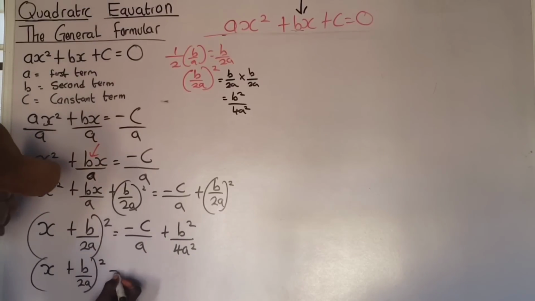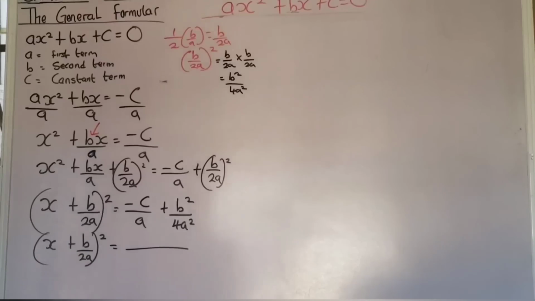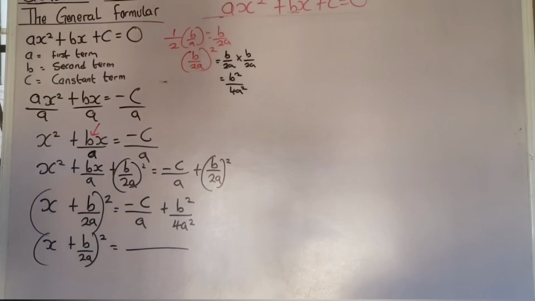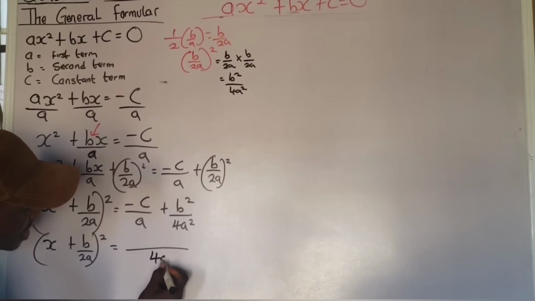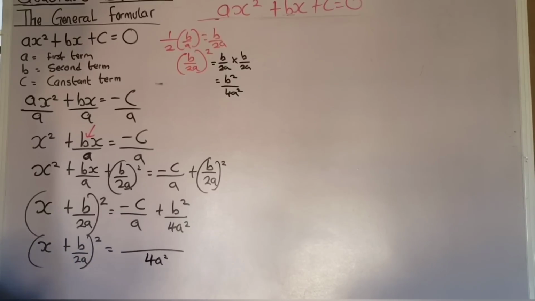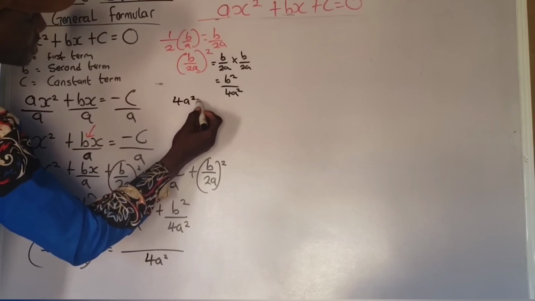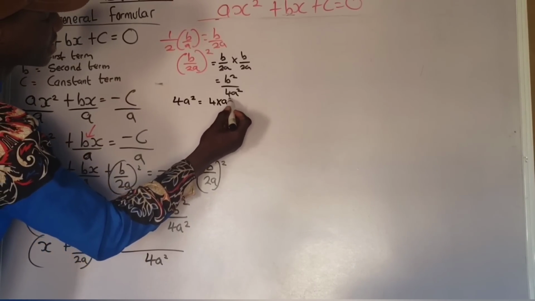So I'm going to have equals to, what is the LCM of a and 4a squared? The LCM of a and 4a squared is 4a squared. So here I'm going to have 4a squared. Now 4a squared divided by a, that is 4a. Let's quickly do some arithmetic. 4a squared simply means 4 times a times a.